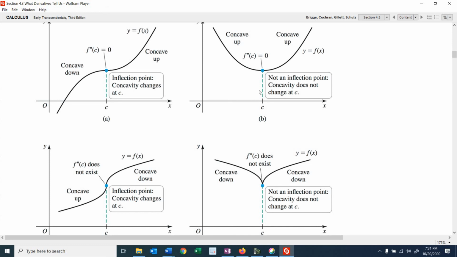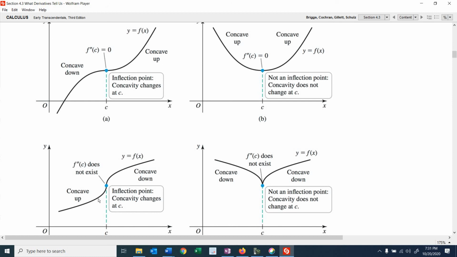But the one thing you want to be careful about is that just because the second derivative is 0 doesn't mean it's an inflection point. Here's an example where the second derivative at this point happens to be 0. Notice that it doesn't change concavity. It's concave up on this side and concave up on this side. So just because the second derivative is 0 at a particular point doesn't mean that point is actually an inflection point.